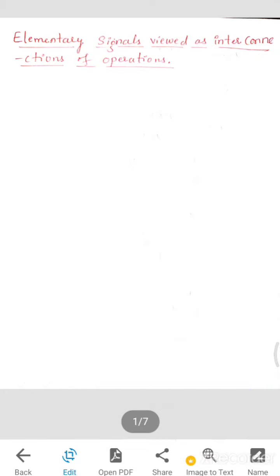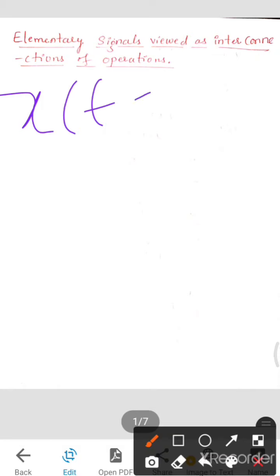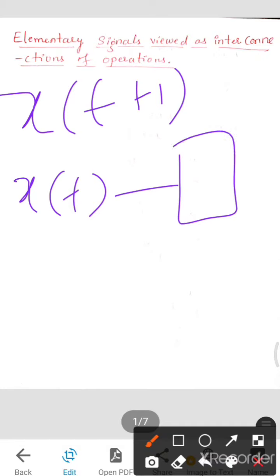Suppose it is advanced, x of t plus 1, then what do you have to do? x of t is your signal, differentiate it, d by dt.